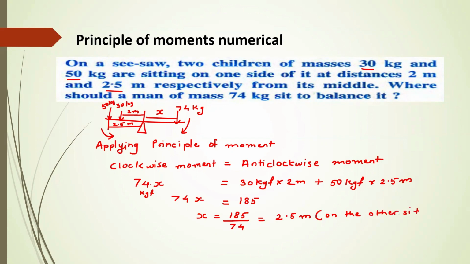So if I have considered the 30 kilogram and 50 kilogram acting on the left side, definitely 74 is going to be on the right side. So what is the distance at which the 74 kilogram weight or mass will be acting? 2.5 meters. So the man weighing 74 kilograms should sit at a distance of 2.5 meters so that the seesaw gets balanced. So this is the way you are going to get the questions and how you will apply the principle of moments and you find the exact answer.